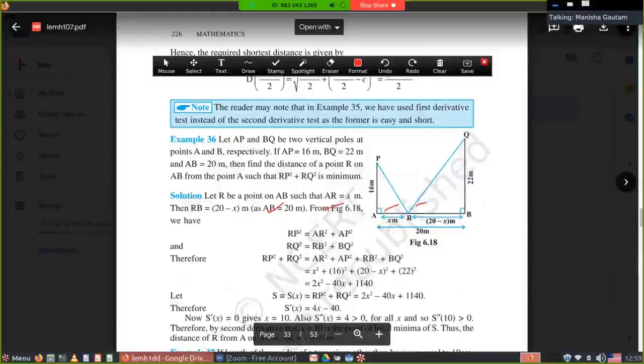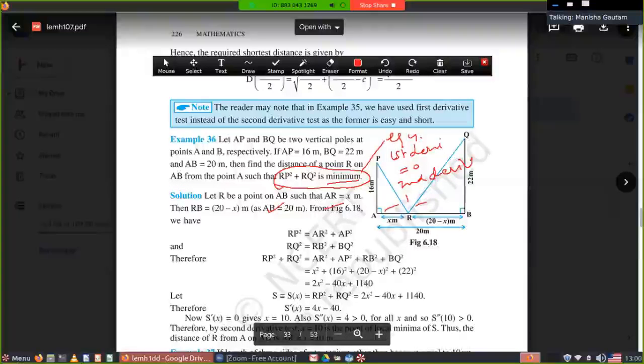Let AP and BQ be two vertical poles at points A and B respectively. If AP is equal to 16 meter, BQ is equal to 22 meter, and AB is 20 meter, then find the distance of a point R on AB from the point A such that RP square plus RQ square is minimum. You have to minimize this statement. It means you first have to calculate RP square plus RQ square. If you want to minimize it, first find the equation. Second step, get the first derivative.